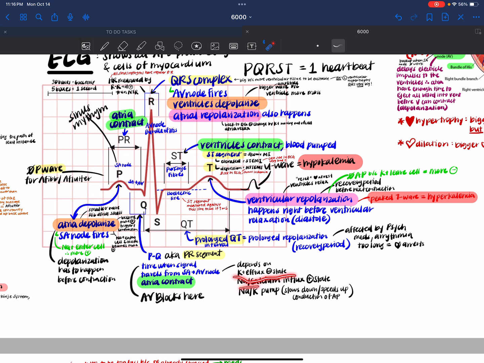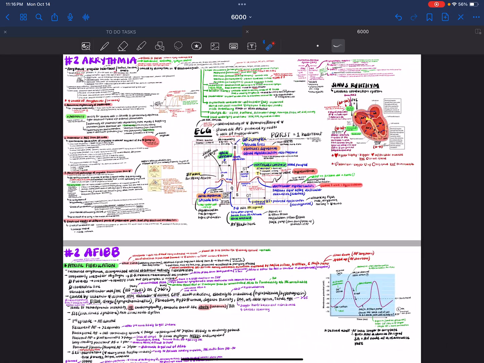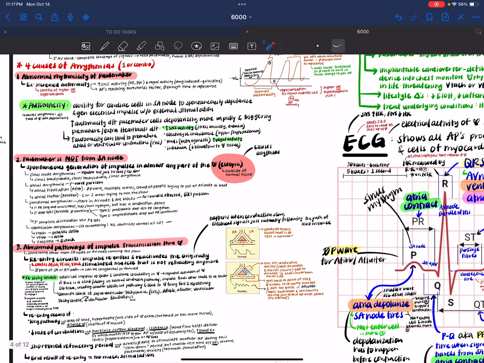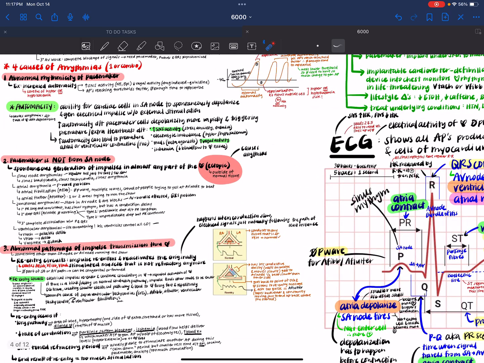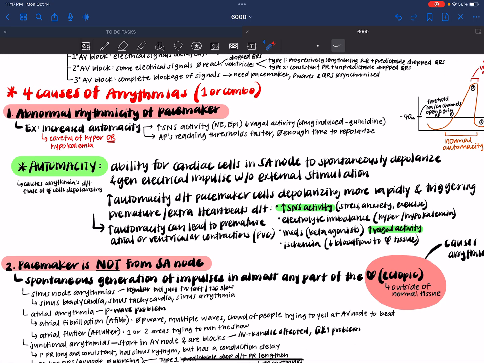Potassium efflux state, sodium cancel, slows down. Okay. So you can get four causes of arrhythmias, one or a combination of them. First, abnormal rhythmicity of the pacemaker. Let's say the SA node is firing so fast or so slow, so either sinus brady or sinus tachy, or it's just being really weird, like atrial fibrillation. So you'll see an increased automaticity. Be careful of hypokalemia. Automaticity is just the automaticness of things.